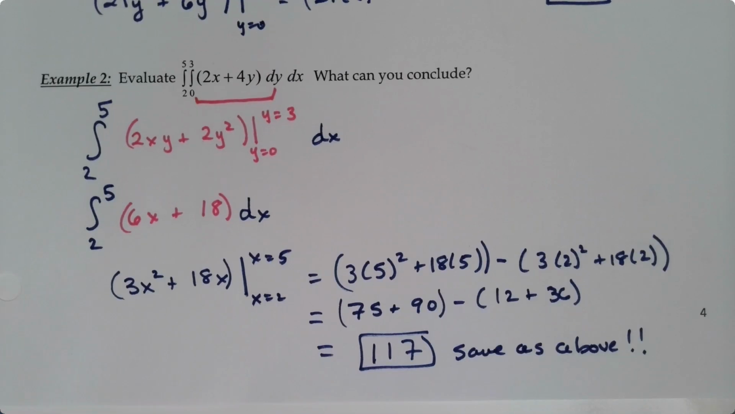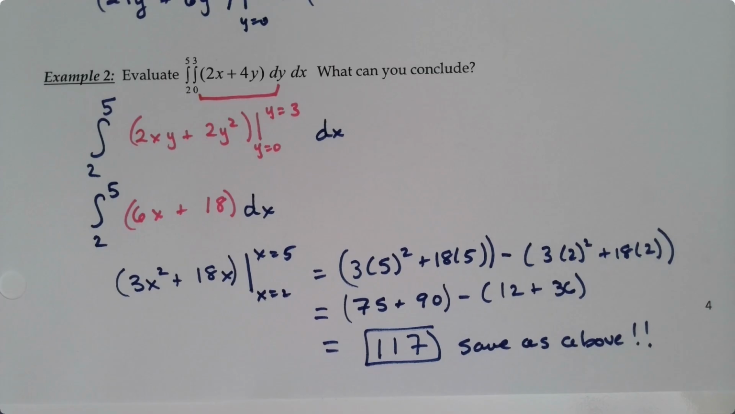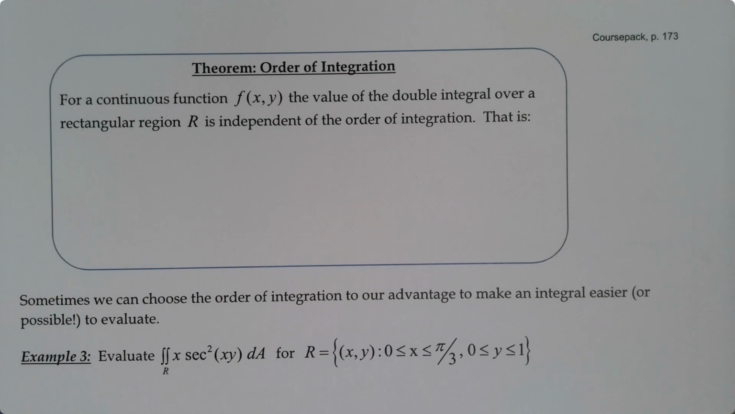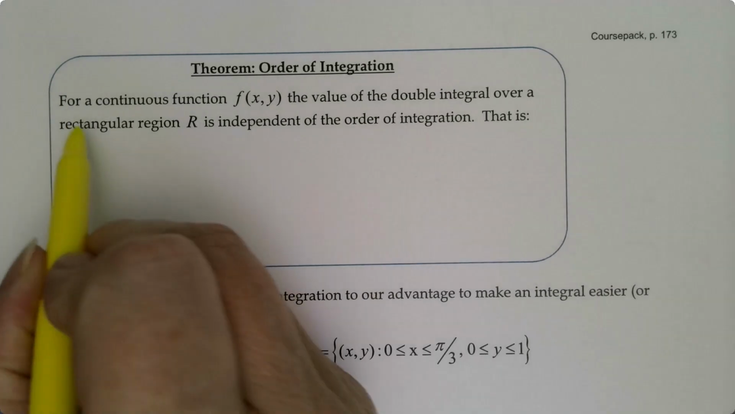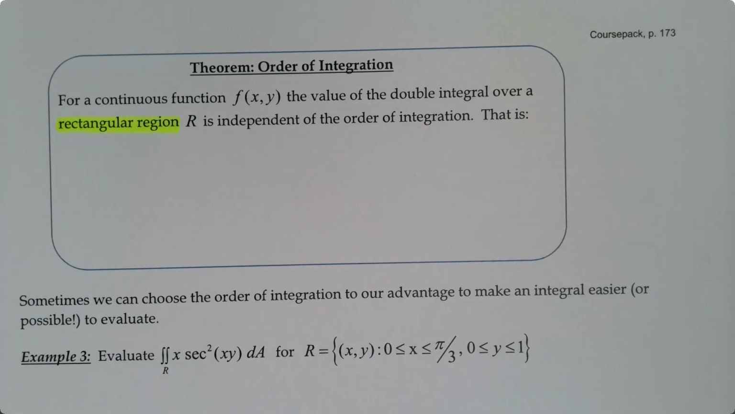All right, so that leads us to a couple things. One, a very important theorem, which is that for a double integral over a rectangular region, the order of integration doesn't matter, right? Now, it's very important that you notice this is only for a rectangular region. It is not for other regions, so we'll have to be careful when it's not a rectangular region.